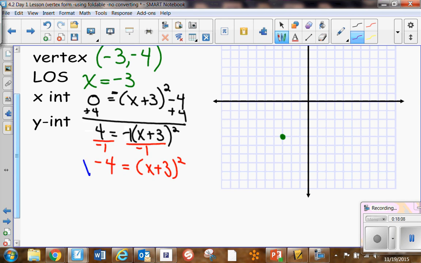Do you also distribute? No, because this is a square. That squared has to be done before you distribute. It would be mathematically wrong if you did that.